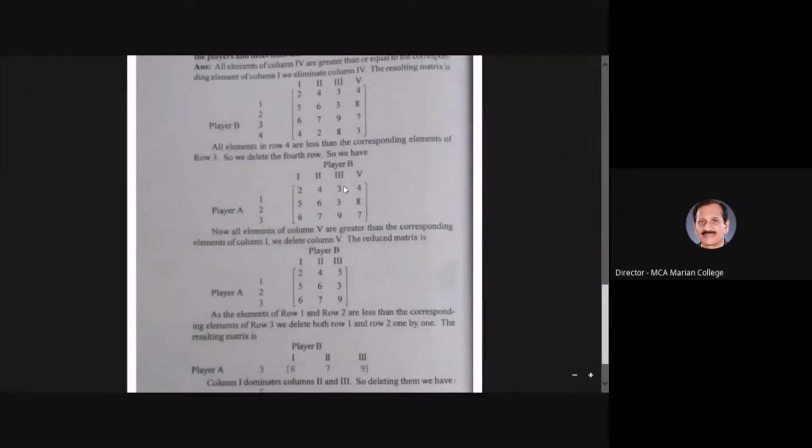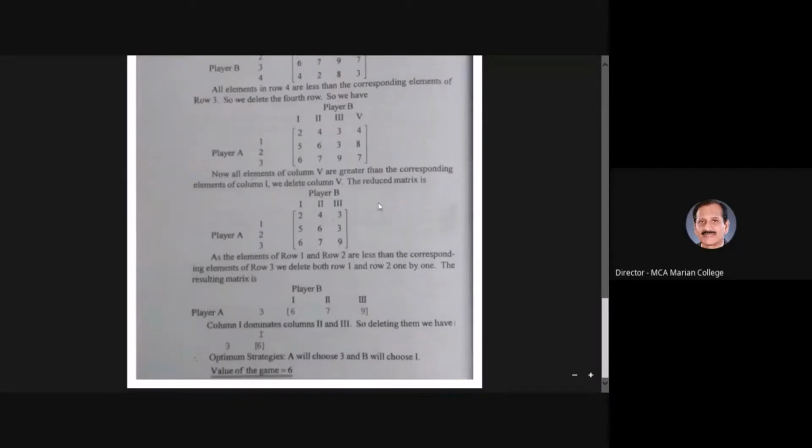Again consider the columns now. Column 5 and column 1. You can see that all the values in column 5 are greater than or equal to the corresponding values of column 1. So we can avoid column 5. When we are considering the columns, delete that particular column where the values are greater than those of another column. So in this case, delete column 5.